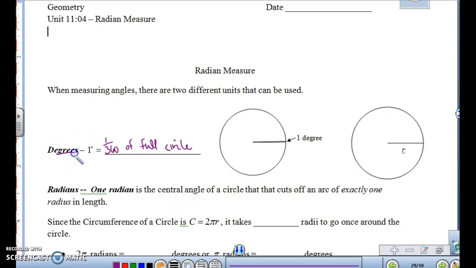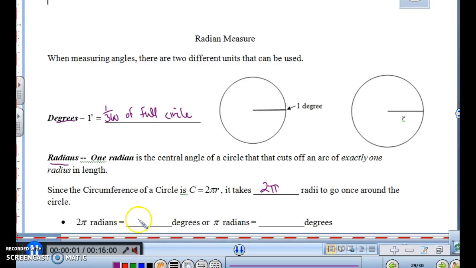Okay, the other measure you have is radians. 1 radian is the central angle of a circle that cuts off an arc exactly 1 radius in length. So instead of using degrees, we are using the length of the radius as our measurement. Since the circumference of a circle is C equals 2 pi r, where r is the radius, if we have a radius here, how many radii is it going to take to go all the way around the circle? Well, it's going to take 2 pi radii to go around the circle.